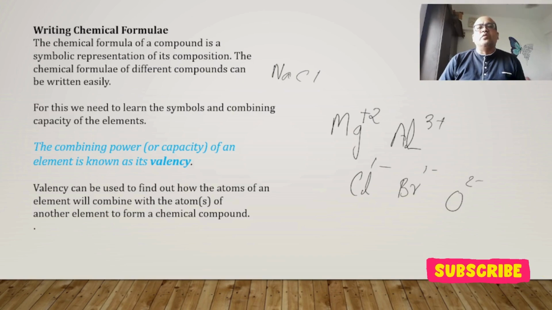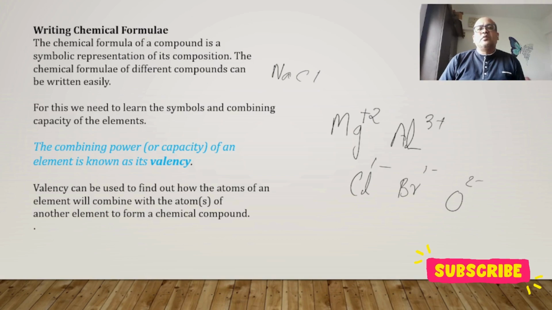What do we need to know? For this, we need to learn the symbols and combining capacity of the elements. Magnesium, Mg, aluminium, Al, chlorine, Cl. So we should know the symbols and also the combining capacity of them. The combining power of an element is known as its valency. So valency is a very important term for us.